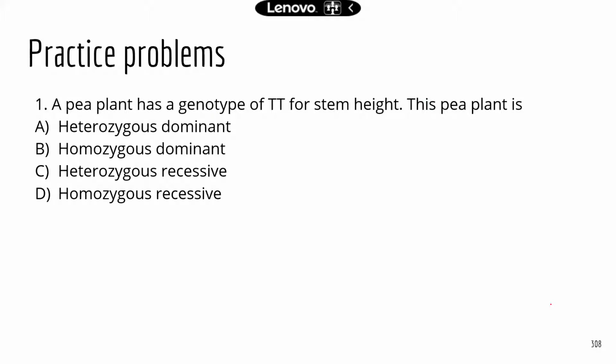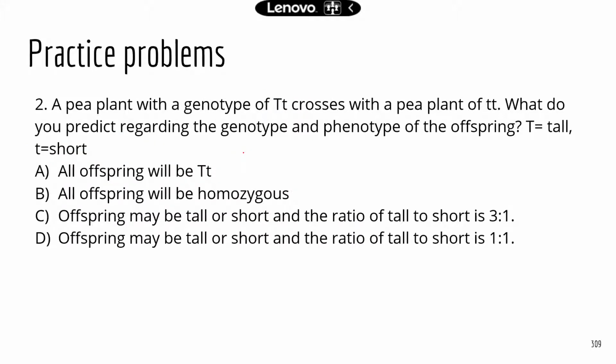A pea plant has a genotype of a big T for stem height. This pea plant is big T, same alleles, and the allele is written in capital letter. So that's going to be homozygous dominant. Correct answer is B.